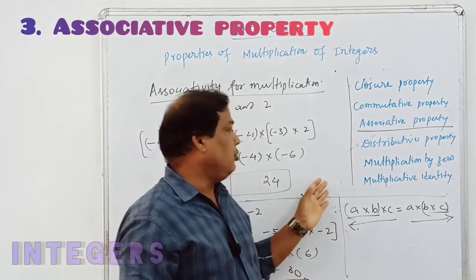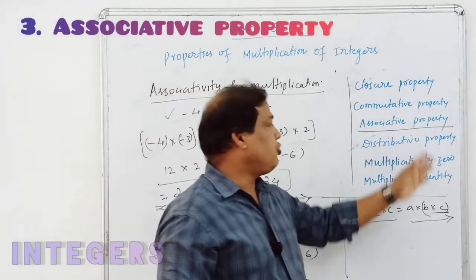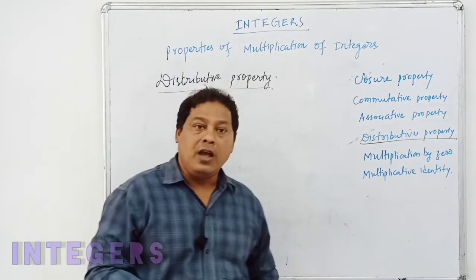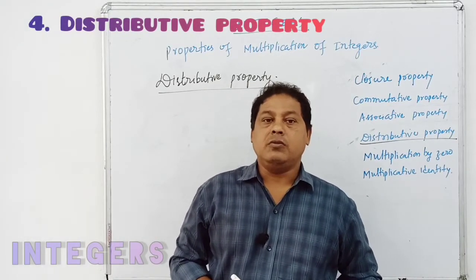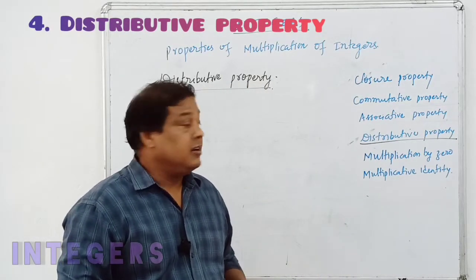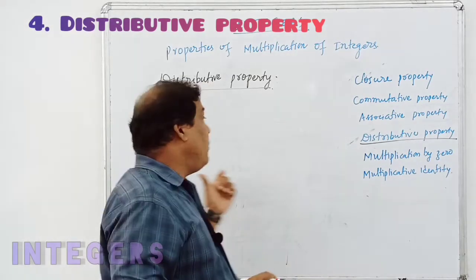Now we will go through the next topic, that is the distributive property. As we know, the distributive property of multiplication over addition. Let us see one example here.